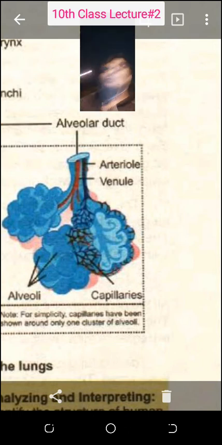So two types of conversion take place, which I told you. What was the one conversion? The carbon dioxide moves from the capillaries to the alveoli cell. That was the first conversion. For the second conversion, oxygen goes from the alveoli cell to the capillaries. So these conversions are respiration.